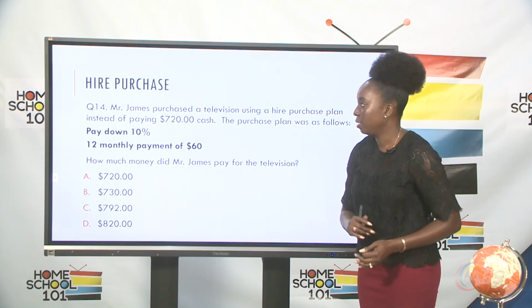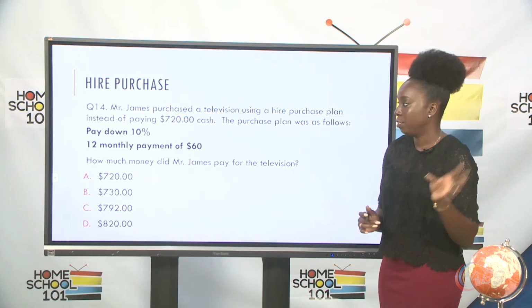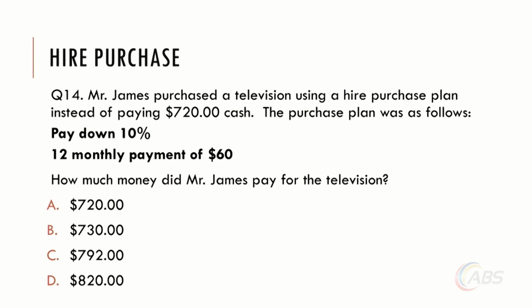Question 14. Now, we have done with the simple interest in terms of the practice problem, so now we're going to be taking a look at hire purchase, and there's only 2 hire purchase questions that I have here for you today. So question 14, Mr. James purchased a television using a hire purchase plan instead of paying $720 cash. The purchase plan was as follows. We're going to pay down 10%, and we're going to have 12 monthly payments of $60.